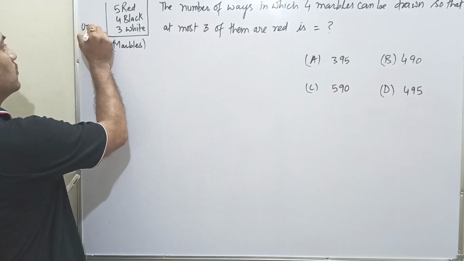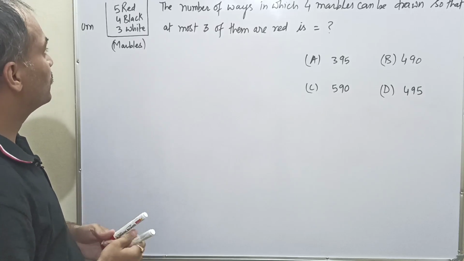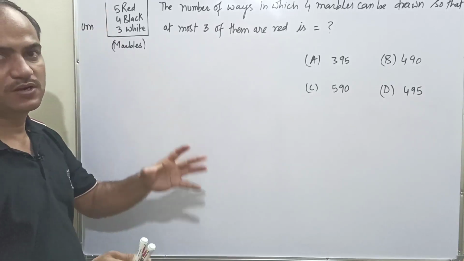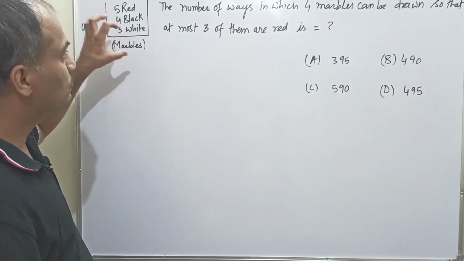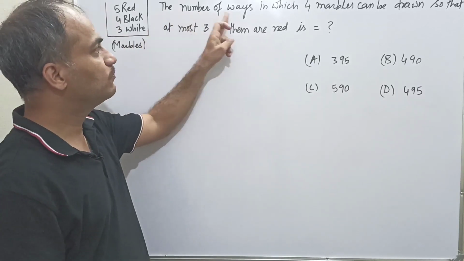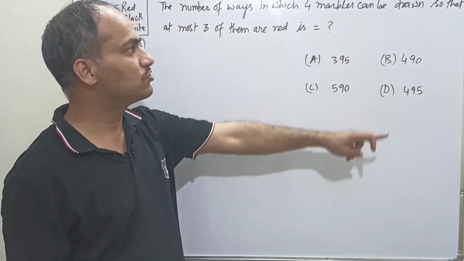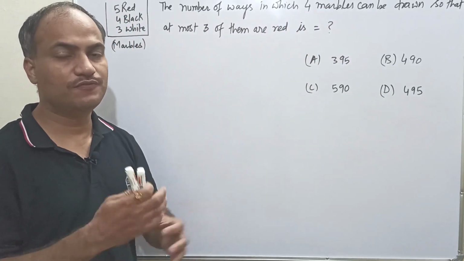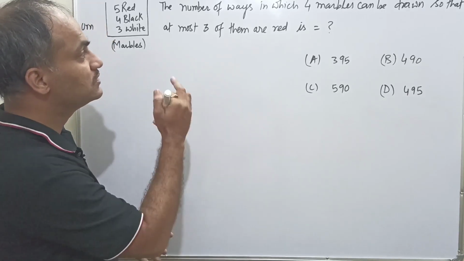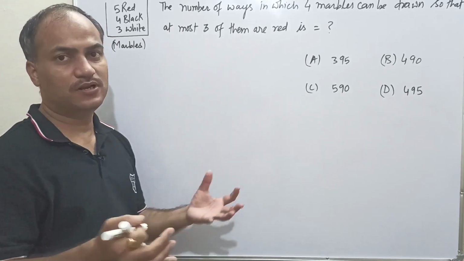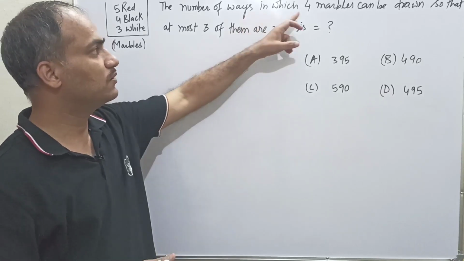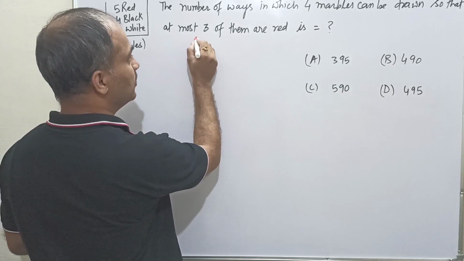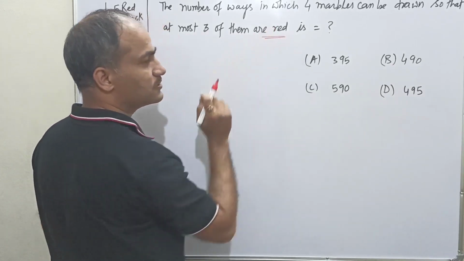This is an urn. Here some marbles are kept, 5 red marbles, 4 black and 3 white marbles are there. And from these we have to find the number of ways in which 4 marbles can be drawn so that at most 3 of them are red. हमें वो ways बताने हैं जिसमें ज़्यादा से ज़्यादा 3 red marble आ जाएं. Okay, जबकि total हम 4 marbles निकाल रहे हैं. How can we do that? We are interested in number of red marbles.